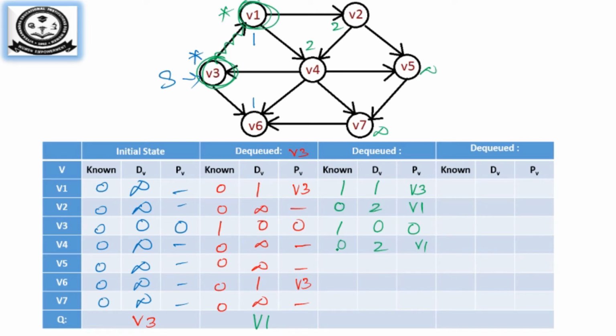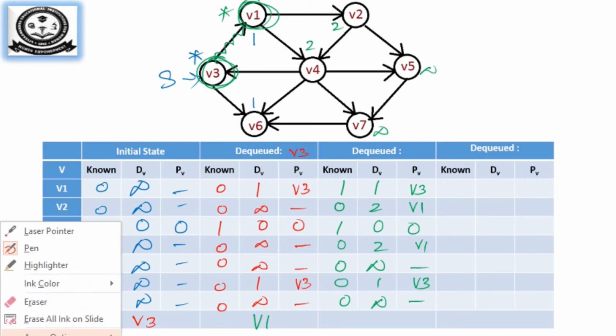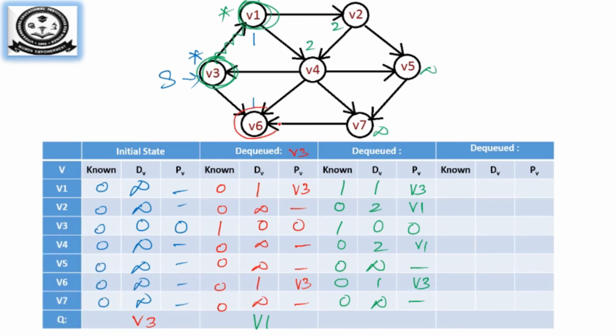So you will have 0 0 0 infinite dash 0 1 V3, 0 infinite 1 dash. Now among these vertices, choose the vertex which is unvisited. So we should not choose V3 and V1. V2, V4, V6, V5, V7. Among these, which has the minimum distance? You can see V6 has the minimum distance. So the next vertex that is going to be marked is going to be V6.